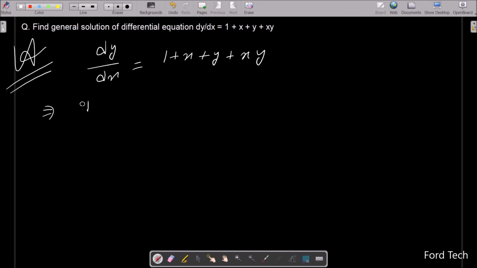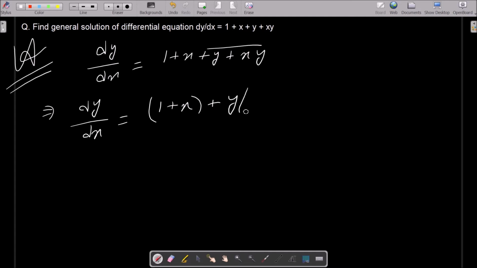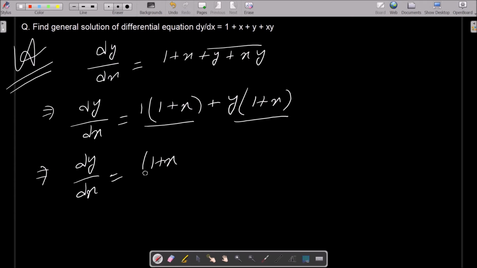Now the next step is we need to do a little modification. So here 1 plus x, and between these two, y is common. Take that, then you can get 1 plus x. Now you can see 1 plus x and 1 plus x is common, and here 1 is hidden. So we can write dy by dx, taking 1 plus x common, then in this place 1 is left and in this place y is left. So dy by dx equals 1 plus x into 1 plus y.